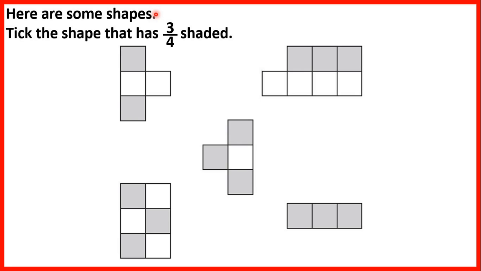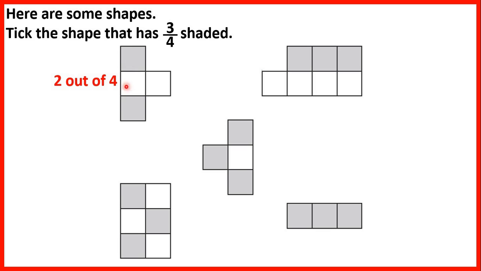Here are some shapes. Tick the shape that has 3 quarters shaded. So we need to remember that with fractions, the numerator or top number tells us how many we have, and the denominator tells us how many there are altogether. So we need a shape with 3 squares out of 4 shaded.